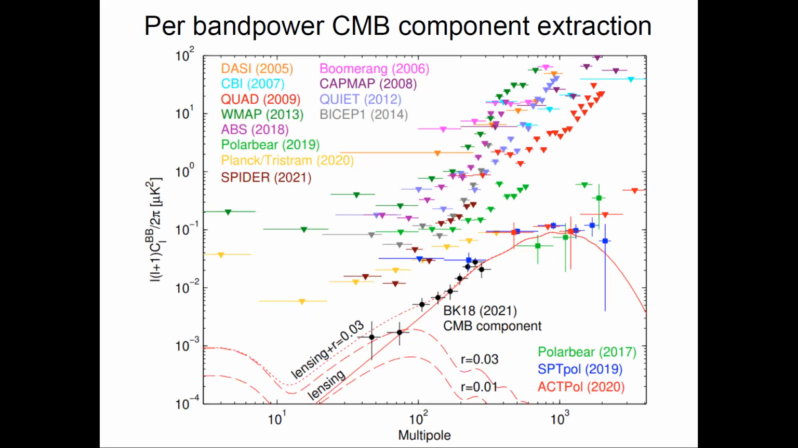We can take our own data and decompose it without appeal to those spatial spectral index parameters, those alpha parameters. We can decompose it band power by band power, and we get the black points. That's just showing our most recent data. It's perfectly consistent with lensing alone. There's no need for anything but lensing. This is the foreground cleaned spectrum.